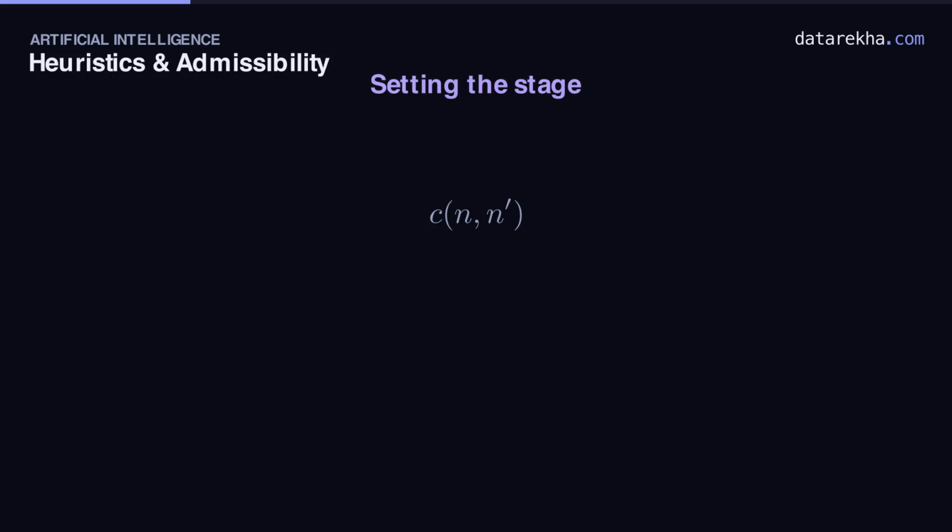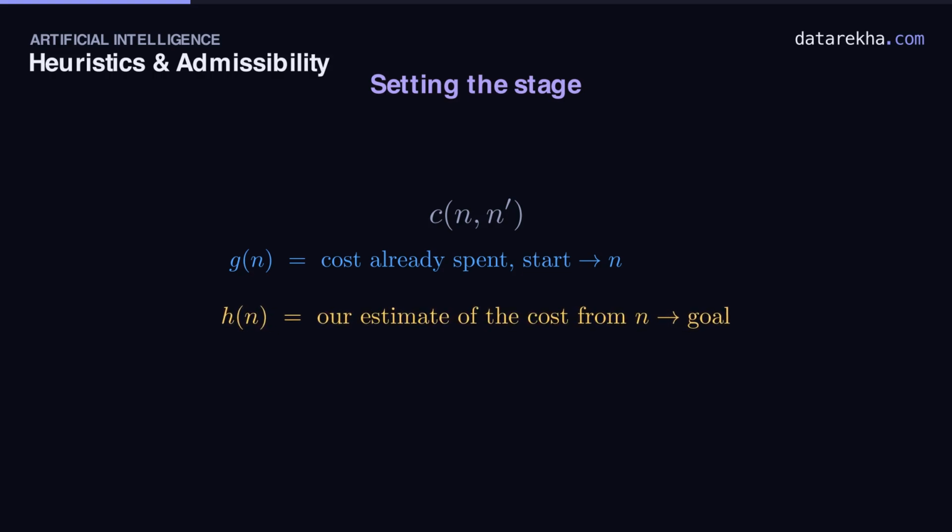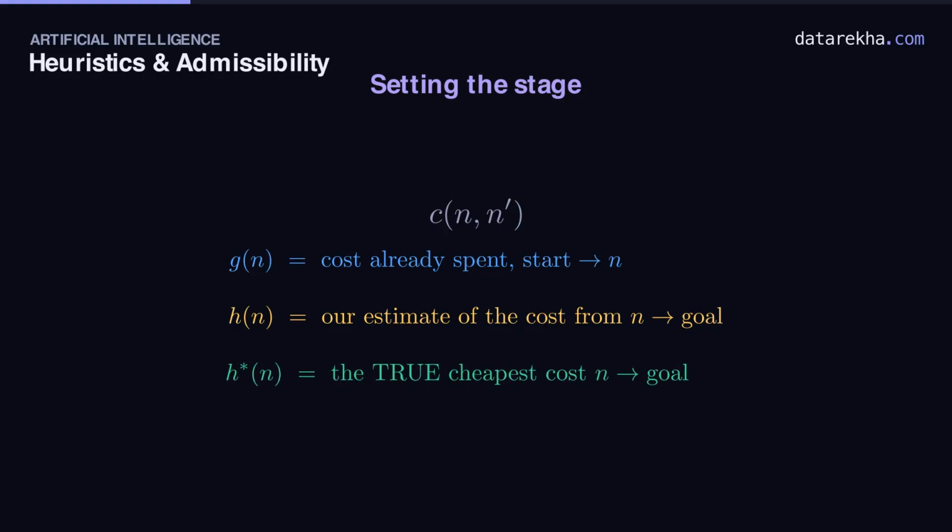First, the vocabulary. Four quantities that run every informed search. We're moving through a graph of states, from a start toward a goal, and each edge from n to n prime carries a step cost, c. g(n) is the cost you have already spent getting from the start to n, the road behind you. h(n) is your heuristic, an estimate of the cost still ahead, from n onward to the goal. It's the guess. And h*(n) is the truth you're estimating, the actual cheapest cost from n to the goal, if you could see it perfectly. The whole game is h guessing at h*.